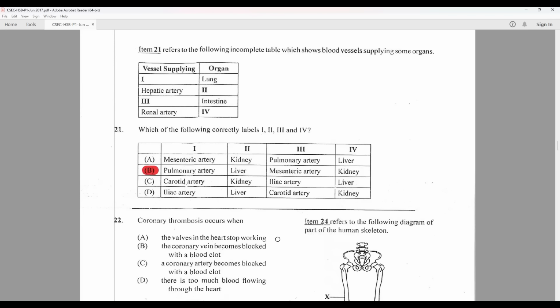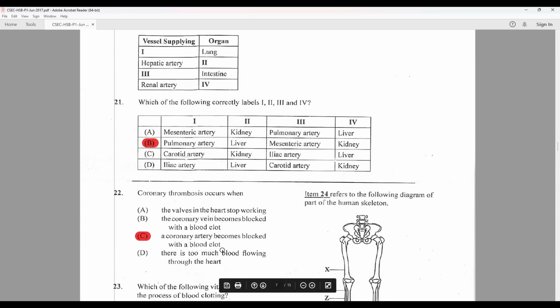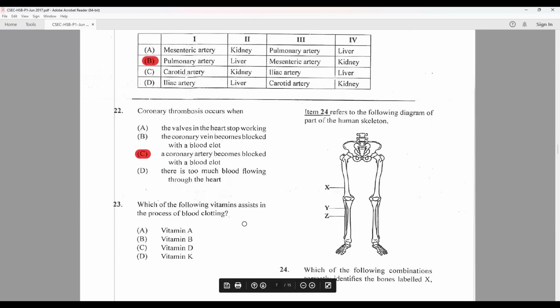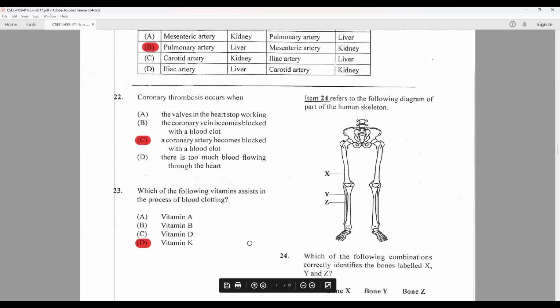Coronary thrombosis occurs when, take your time, read all the answers for the question, and you will come up with the coronary artery being blocked by a clot. Item 23: Which of the following vitamins assist in the process of blood clotting? We know vitamin K activates prothrombin to thrombin before platelets and everything. This is a popular question, so persons should become very familiar with it.